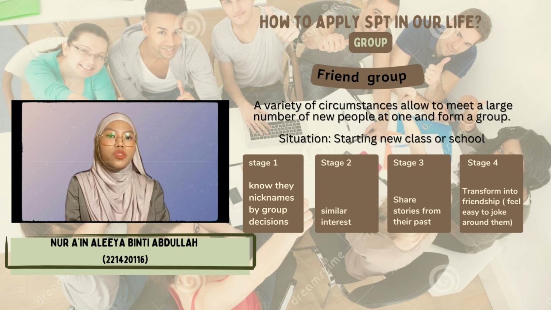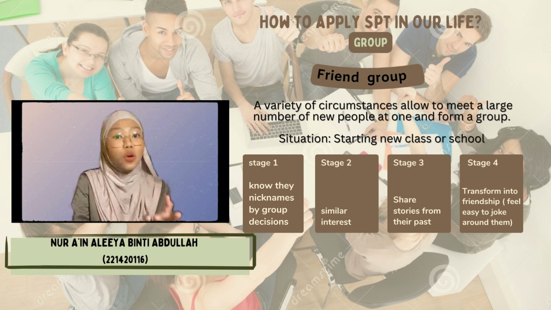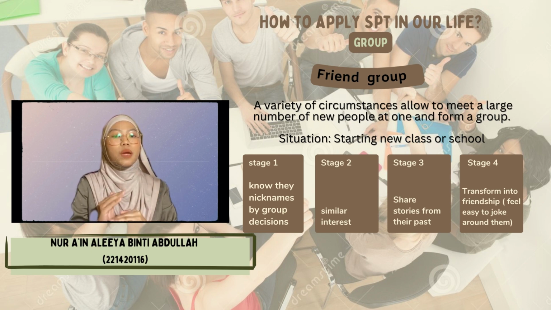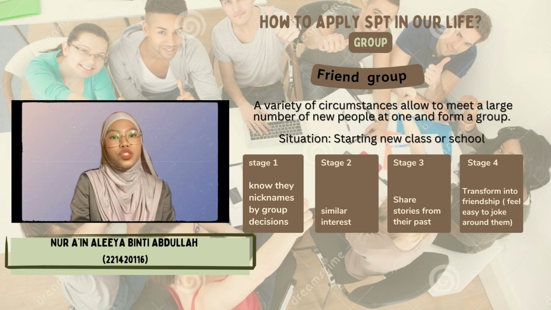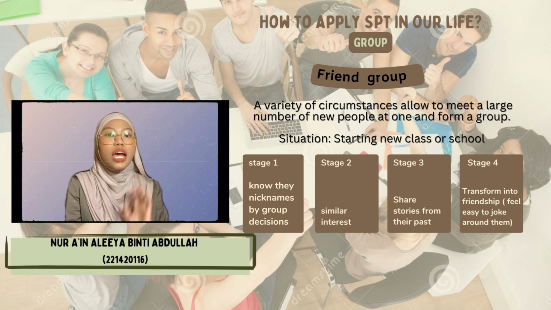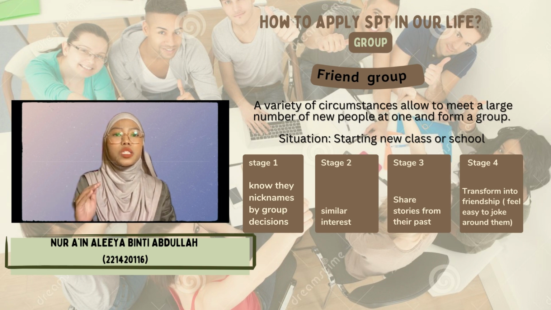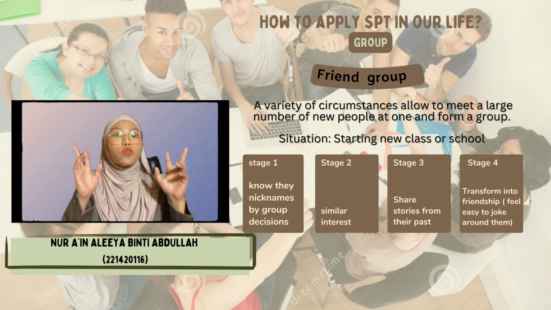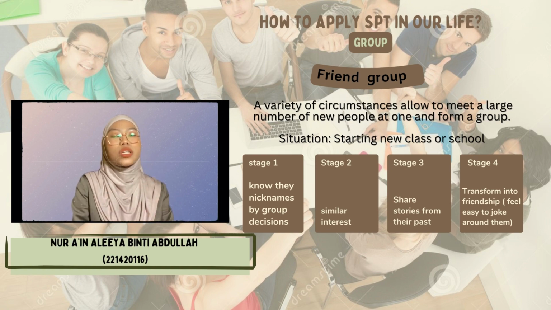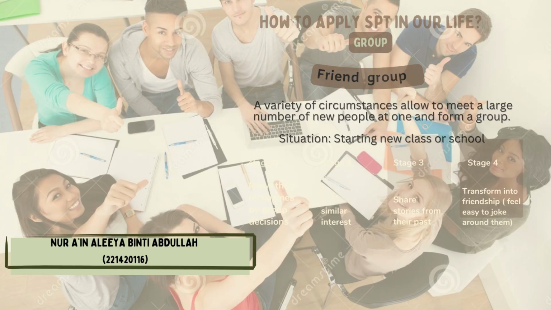Stage 2, similar interests. I can give an example while selecting a curriculum. They will notice that they have the same interests, as they love to play archery. And then the third stage, sharing stories from the past. It can happen when one of them starts to share stories about their archery experience. And lastly, it will transform the group of friends into a friendship, where they already trust each other and feel easy to joke around.